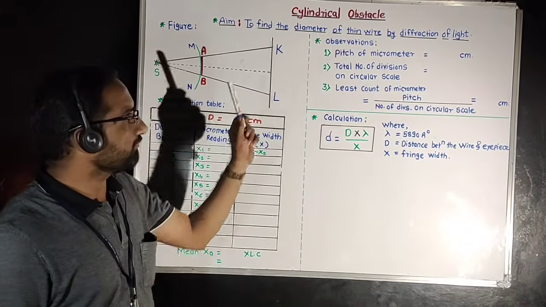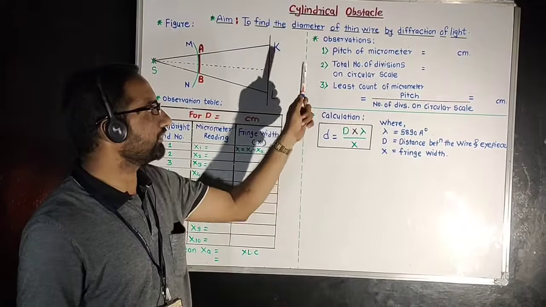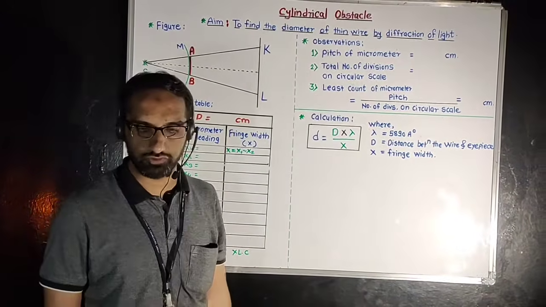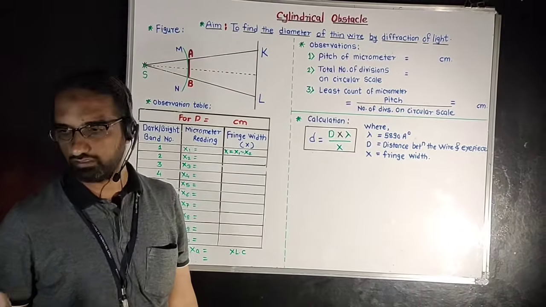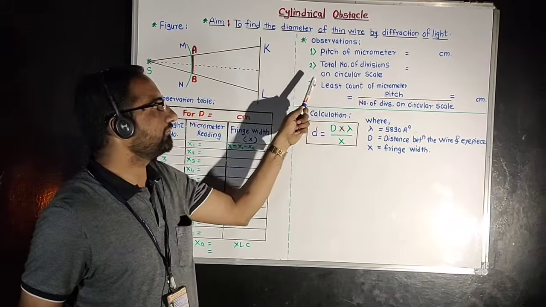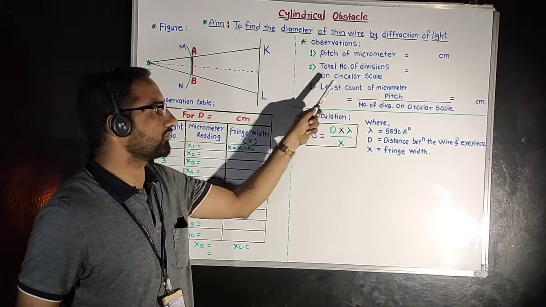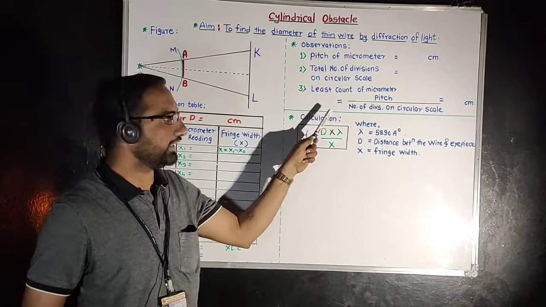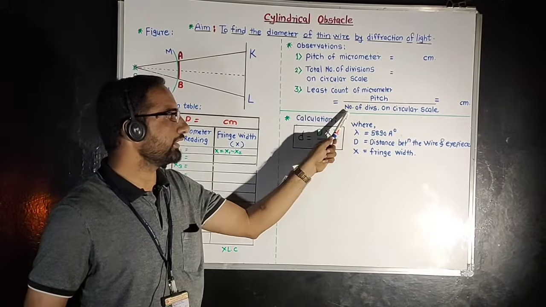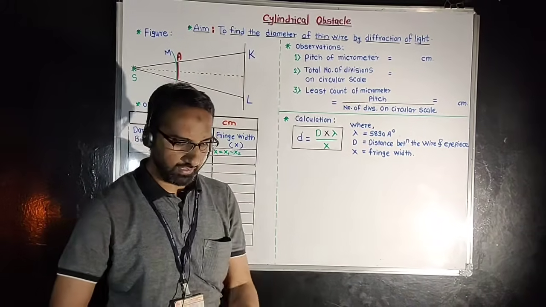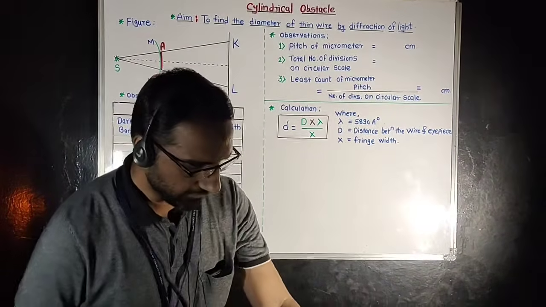Okay. So first we'll see the observations, and we have to find the least count of the micrometer through which we can observe the diffraction pattern. So first we have to find the pitch of the micrometer, then find the total number of divisions on the circular scale, and after that we'll get the least count, whose formula is the pitch divided by the number of divisions on the circular scale. So first we'll see how to find the least count of this micrometer.